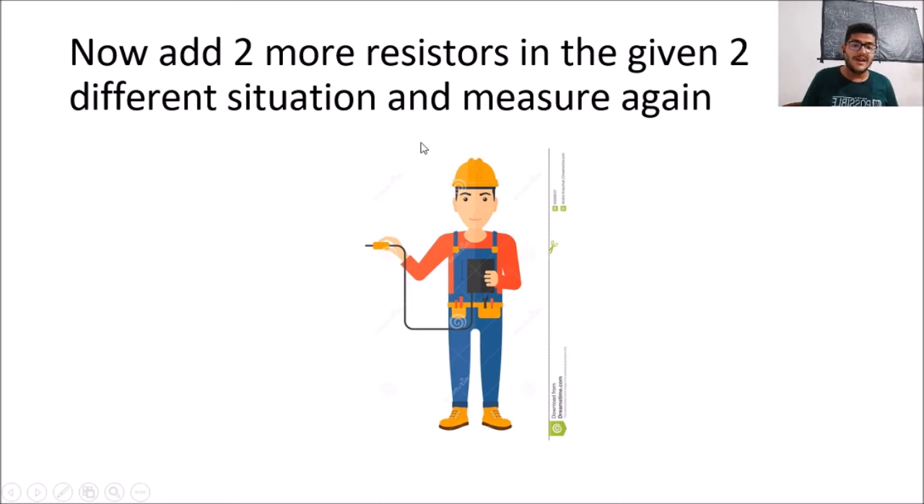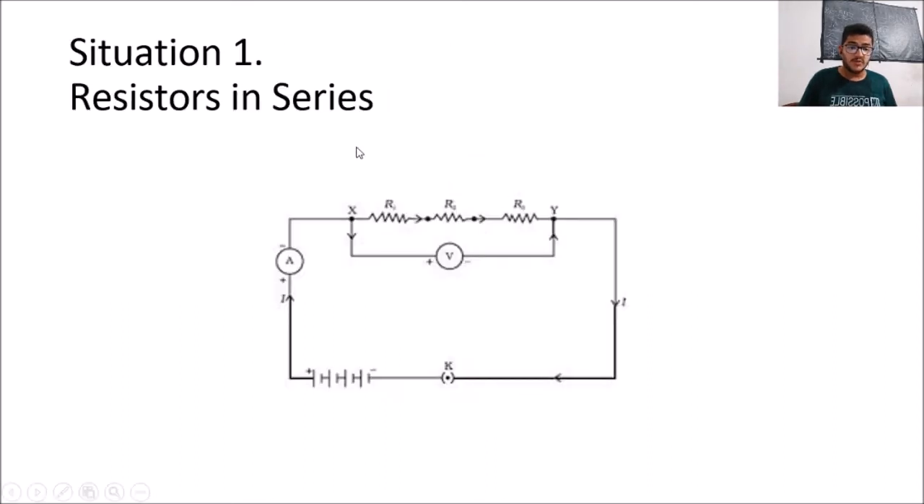Now add two more resistors. If we add two resistors in two different situations, again you have to measure the voltage. If we make this type of connection, R1, R2, R3, these are resistors in series. Situation 1 is this arrangement in series, side by side. If we arrange the resistors like this, it is called a series arrangement.